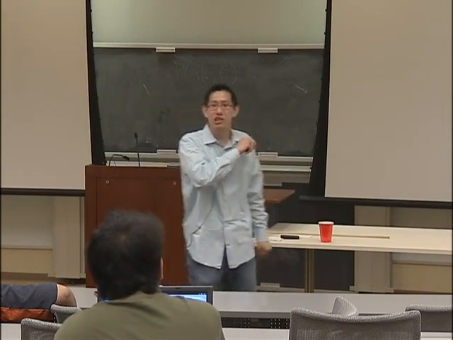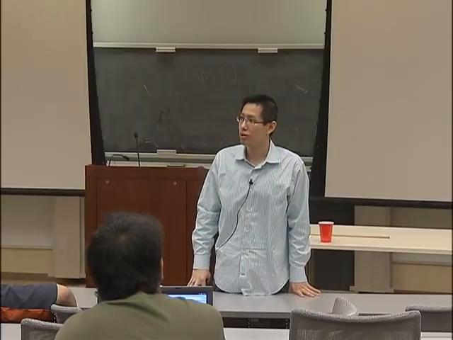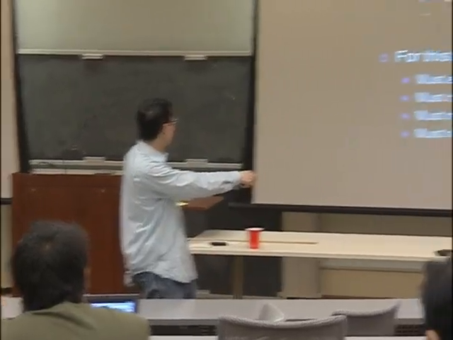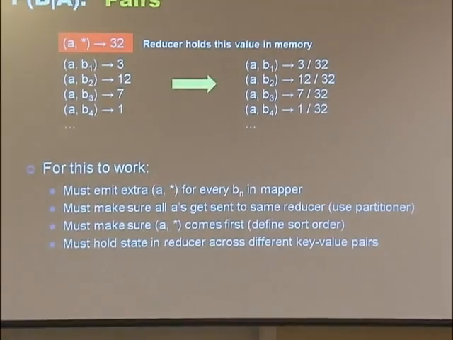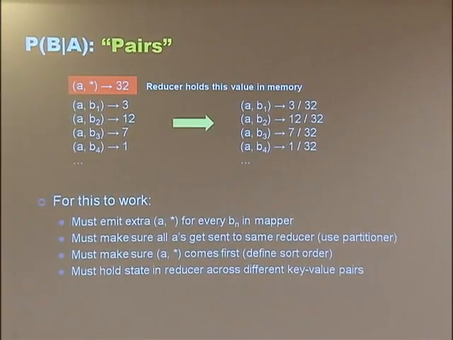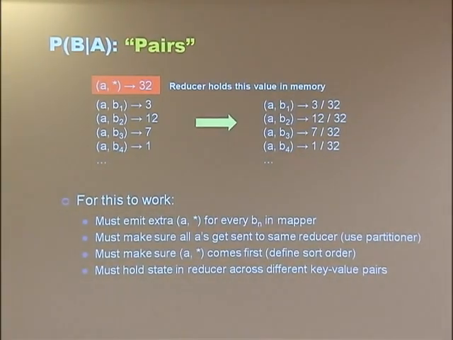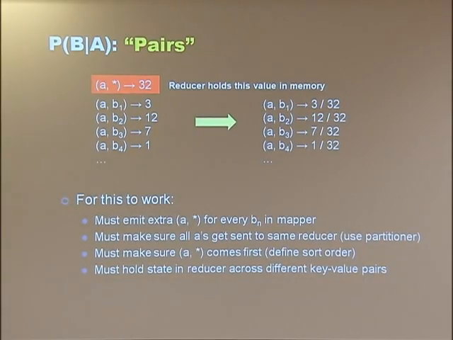But the first thing you've got to do is count the marginals also. So you've got to emit an extra A with a special symbol, star, which represents a marginal, every time you see an A. You also have to make sure that this comes first in the reducer, because you want this denominator to get to you first. And then once you make that happen, inside the reducer stage, you can simply say, OK, I've gotten the value. You hold it in memory. And as you process the rest, you simply divide through.